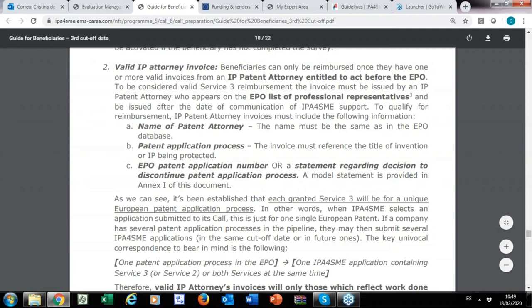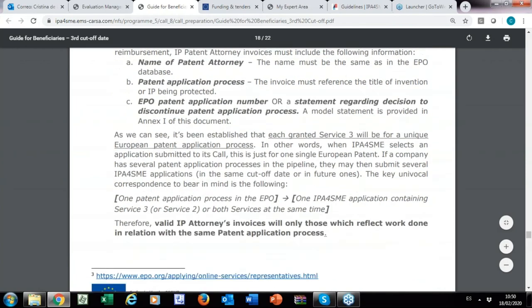So we need to have the name of the attorney. We need to have the title of the invention you're trying to protect with the European patent, with the potential eventual European patent, and/or we also need to have the European patent application number in case you already have one, if you are in the process of obtaining that one.